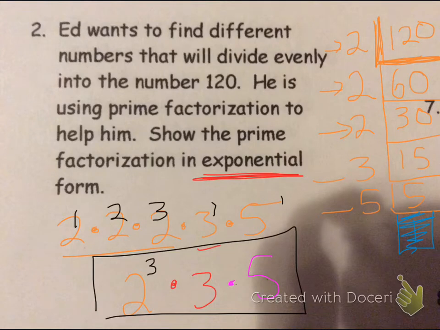Now let's think about that. 2 to the third, that's 2 times 2 times 2, 2, 4, 8. Now I'm going to take 8 times 3, that's 24. And 24 times 5, that is 0, 2, 5, 10. That is 120. So we have checked our work.